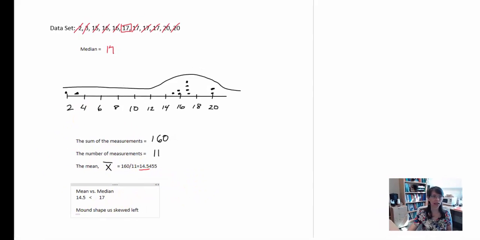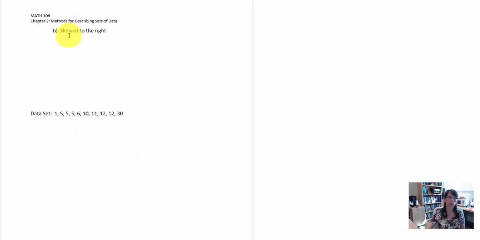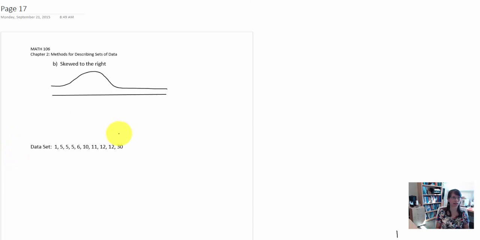So our next data set, we're going to look at an example of skewed to the right. So we'll draw the smooth curve. Skewed to the right means the longer tail should appear on the right side of the mound. We expect a picture looking like this. So we'll look at our given data set, draw our dot plot, draw a smooth curve over our measurements, and see how it compares to the picture of skewed to the right.